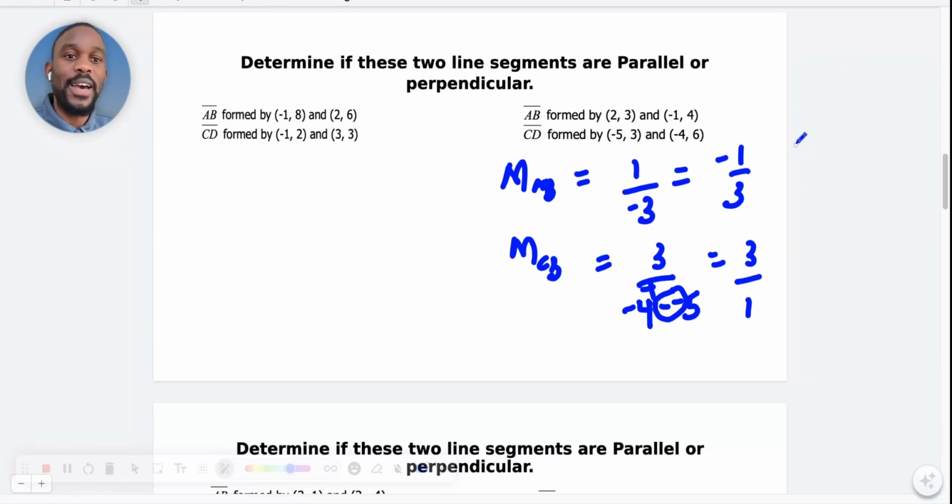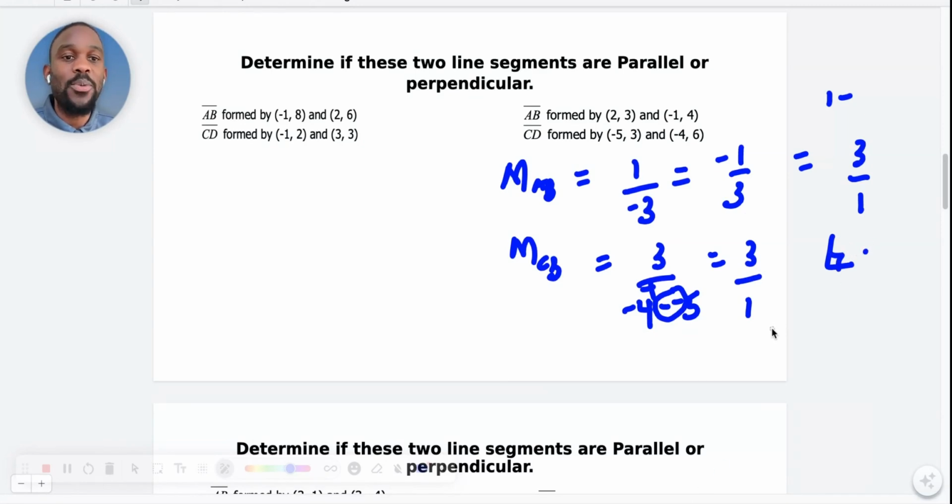So let's find out, are they perpendicular? If they are perpendicular, one has to be the negative reciprocal of the other. What is the negative reciprocal of -1 out of 3? If you flip this fraction, you'll get 3 out of 1, and if you flip the sign, you'll get a positive. Is it this one? Yes. So these are perpendicular lines.